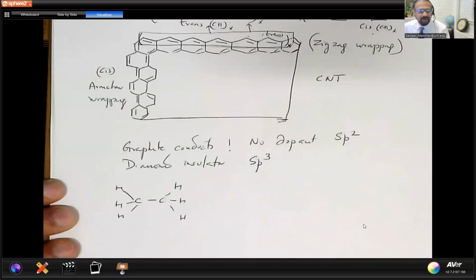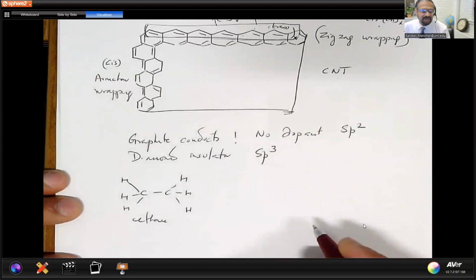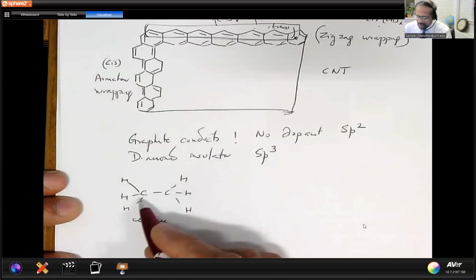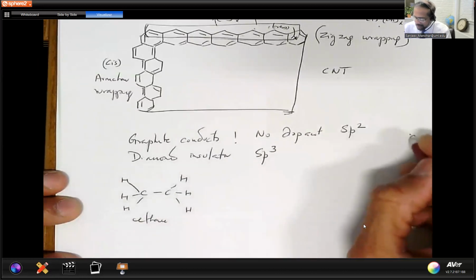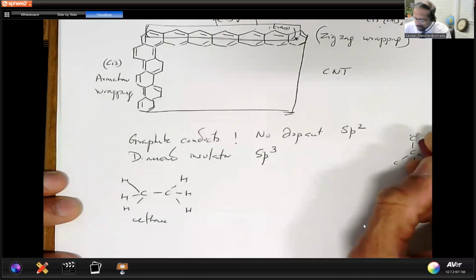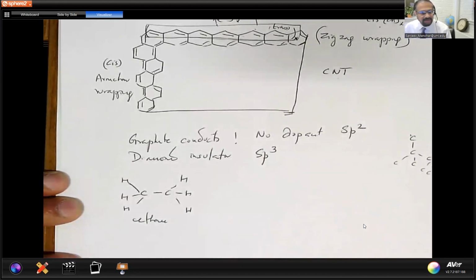sp3, right? Ethane. All 4 bonds are there. You don't have 3 bonds and 1 dangling. It's all there, right? So diamond is like this. Diamond is nothing but carbon, carbon, carbon, carbon, carbon, everywhere carbon, right? The whole thing is carbon. All the bonds are connected.